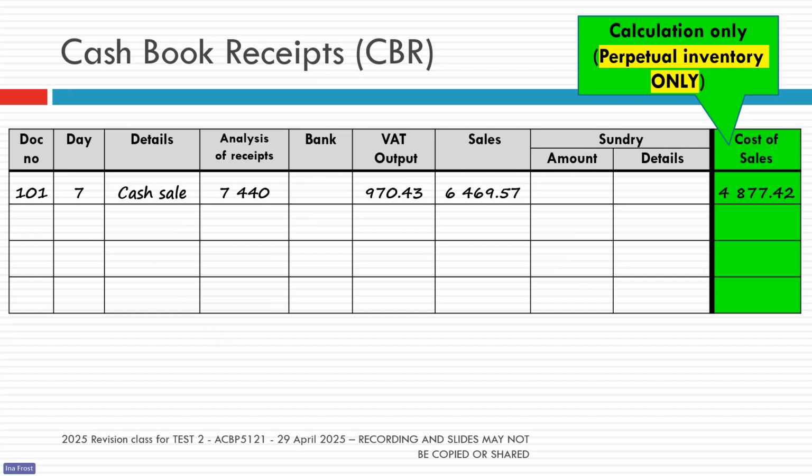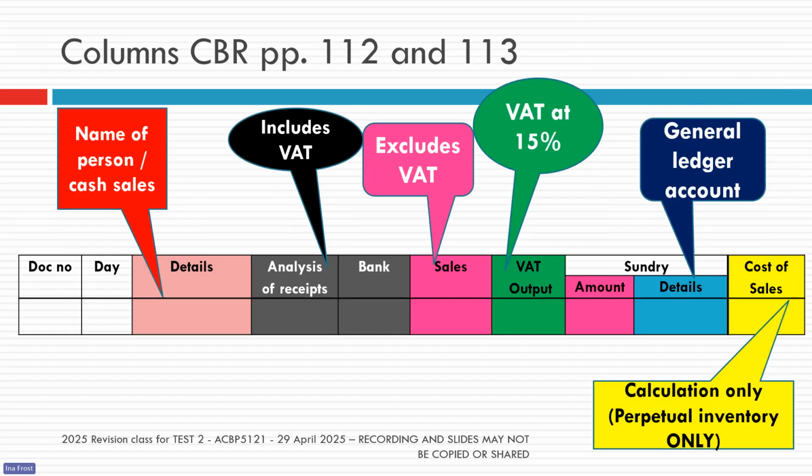And then the last one, and this column is only used if it is perpetual inventory. Because remember, if we're using perpetual inventory, we need to be calculating our cost of sales for every single sale that we make. And so that's why we have this column added on to our cash book receipts.